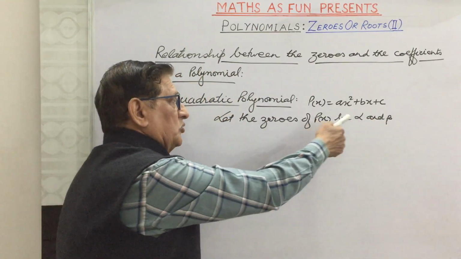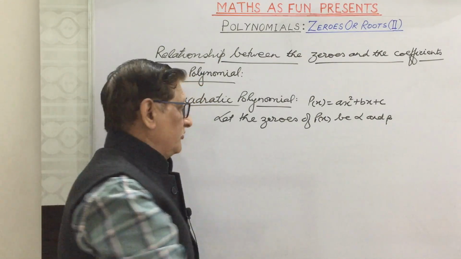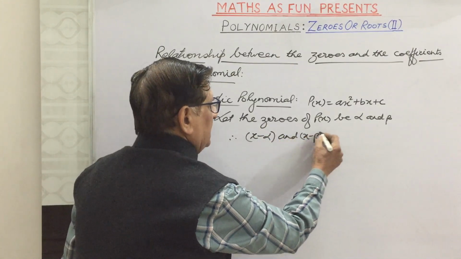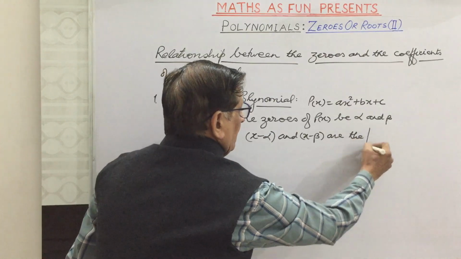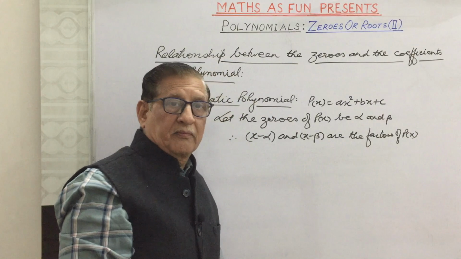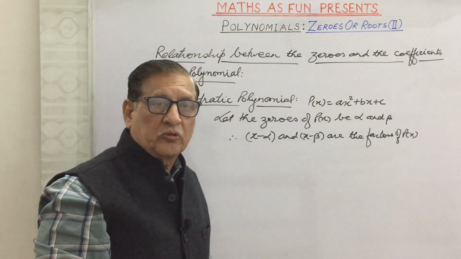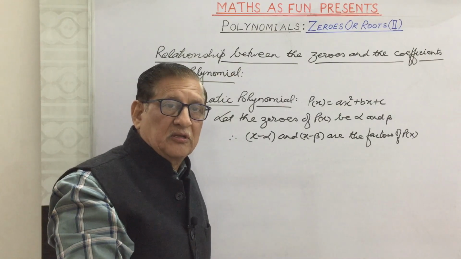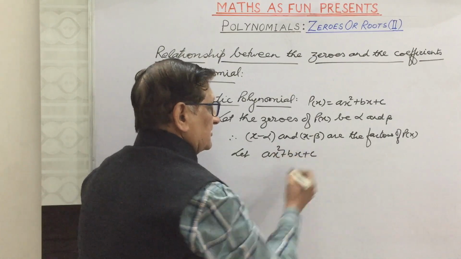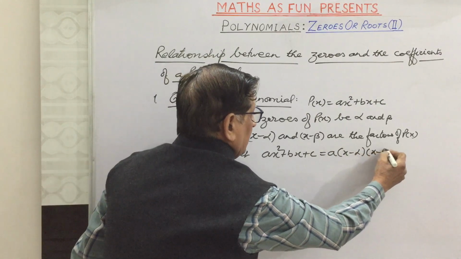Then we know if there are two zeros, then there will be two factors of it. Therefore, x minus alpha and x minus beta are the factors of p(x). Now we know that there is a coefficient a multiplied with x square. So what we can consider? We can consider that ax square plus bx plus c is equal to a into x minus alpha into x minus beta.